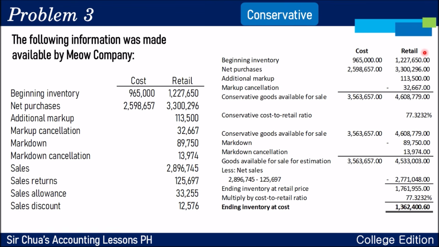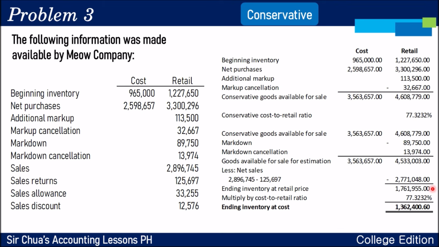Pero ang kailangan natin kasing inventory information at cost, okay? So, i-compare natin siya ngayon sa net sales. 2,896,745 minus sales returns of 125,697, same rules. Hindi din po natin i-consider si allowance tsaka si discount, okay? So, if this is your cost of goods available for sale at retail prices, less your net sales, then 1,761,955 is your ending inventory at retail price.